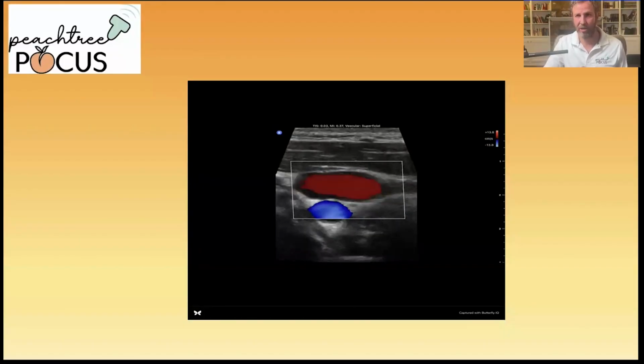But remember, just looking with B mode or with color on ultrasound and seeing the compression or the pulsatility is really, really important and can help answer those questions: is there a pulse, is there not a pulse?